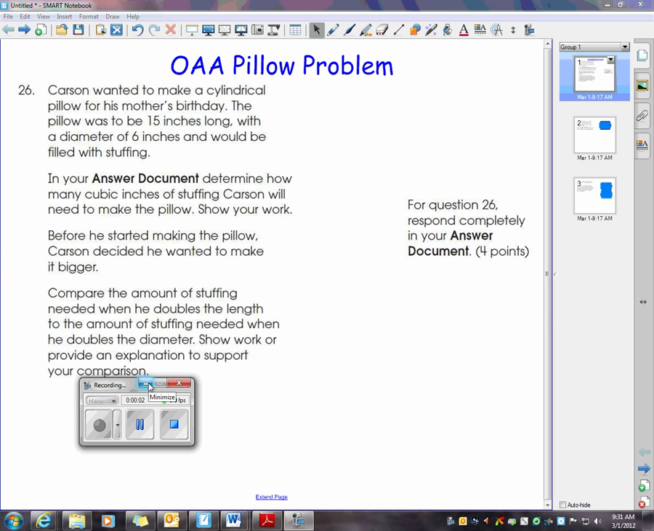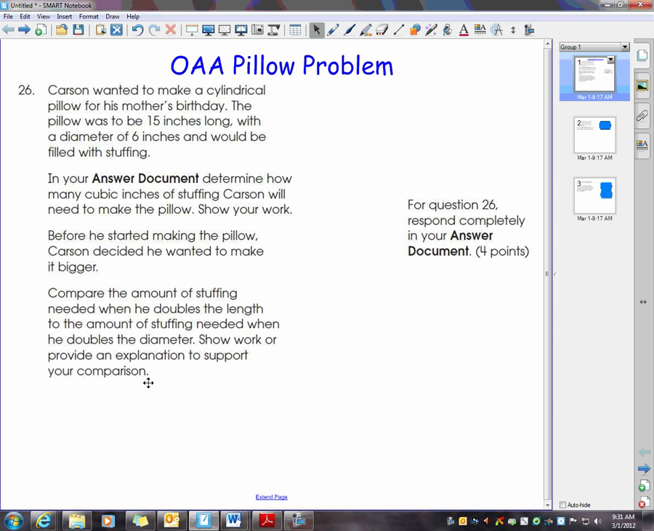Good morning, students. This is the OAA Pillow problem that we talked about in class several days ago. And if you got less than 3 points on this problem, you need to watch this video so that you can understand how to approach a problem like this in the future.